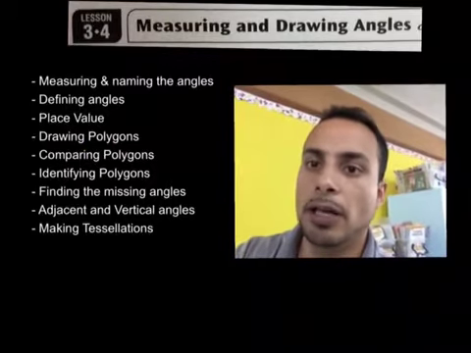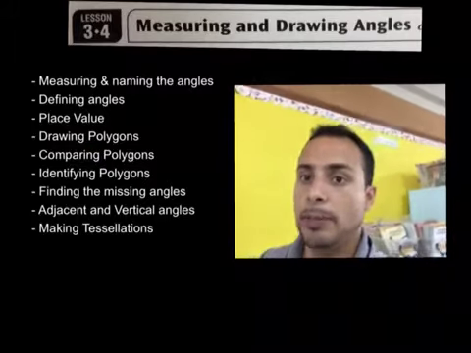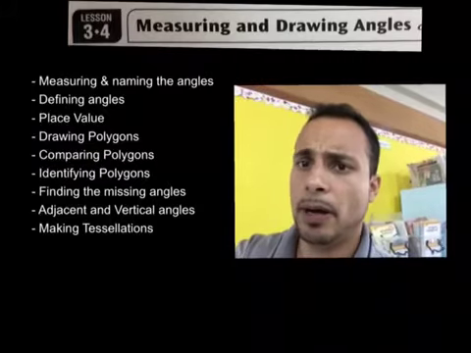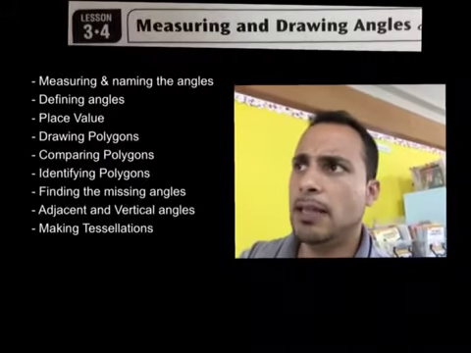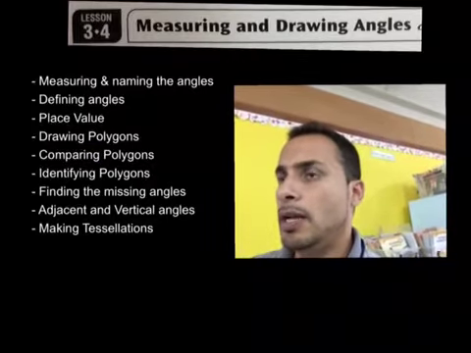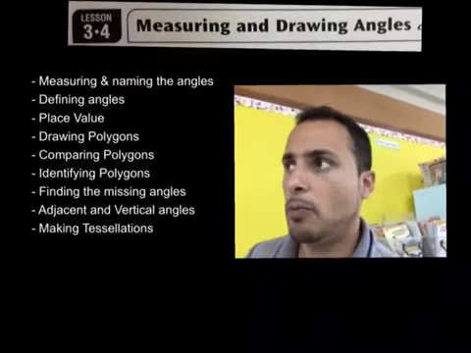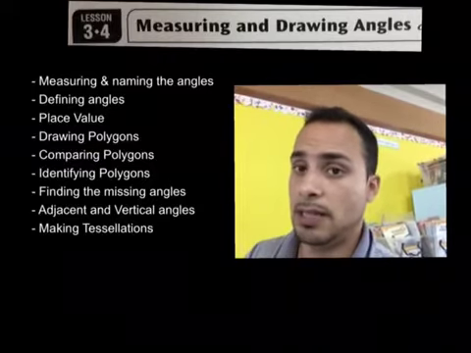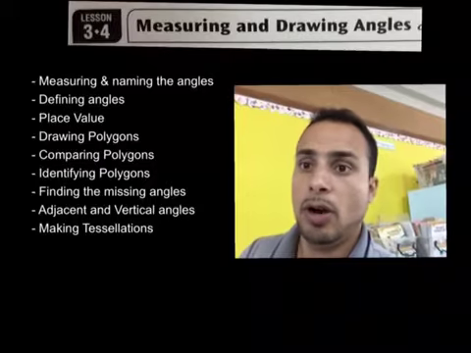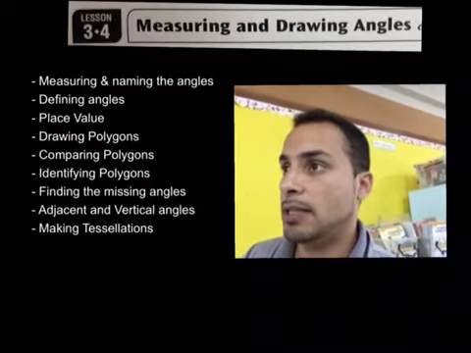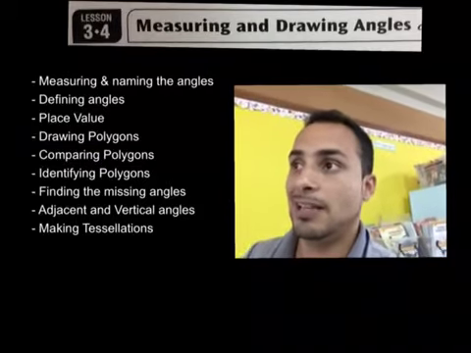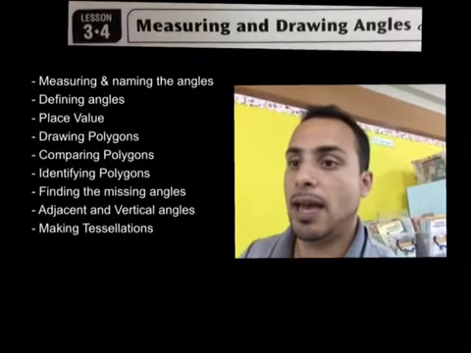Drawing polygons using your geometry templates, you're going to draw different polygons. Comparing polygons. What's the difference between a scalene triangle, an isosceles triangle, or an equilateral triangle? Well, how they are similar is that they're all triangles. And how is a scalene different from an equilateral? An equilateral has all equal sides and angles, and a scalene has all different lengths and different angles.